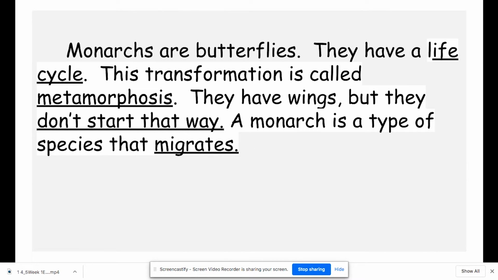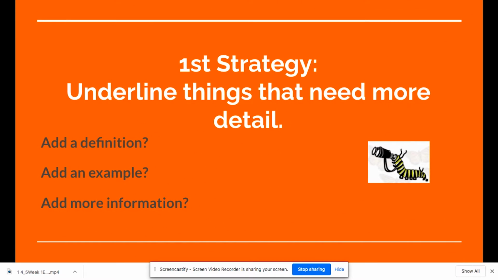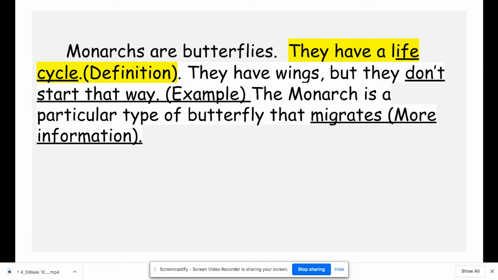So for example, monarchs are butterflies. They have a life cycle. So life cycle is not defined. I don't know what it means here. So let's underline that. The first strategy is that you underline things that need more detail, and then you ask yourself a question. Does it need a definition, an example, or just more information? So, they have a life cycle. Definitely needs a definition because we don't know exactly what life cycle means here.